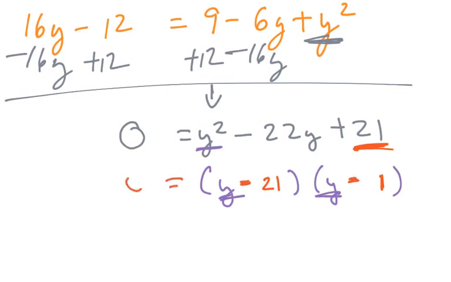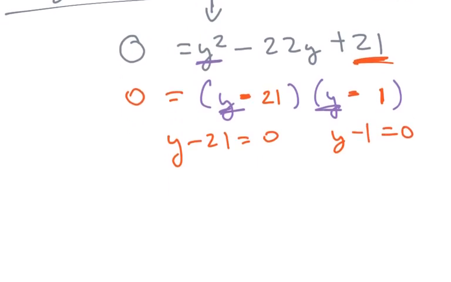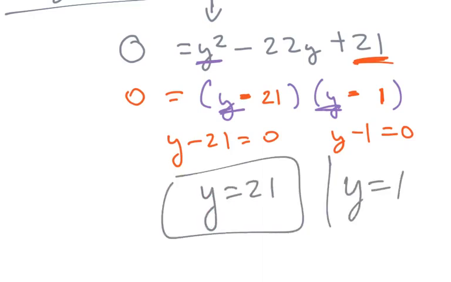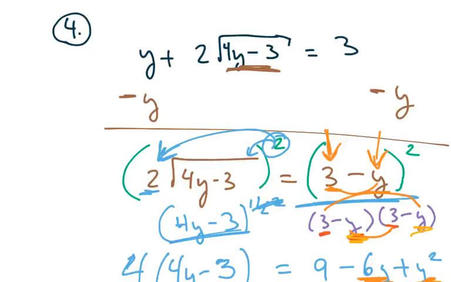So in any case, these are going to become negative, so this is going to end up giving me, I could say y minus 21 equals 0, and y minus 1 equals 0. So when we solve this, we're going to end up getting y equals 21, and y equals 1. These are our potential answers. Hopefully you didn't just stop. You're going to take 21 and 1, go back to the original problem, and check to see if they work.